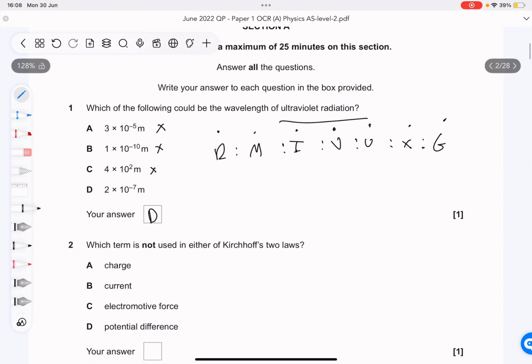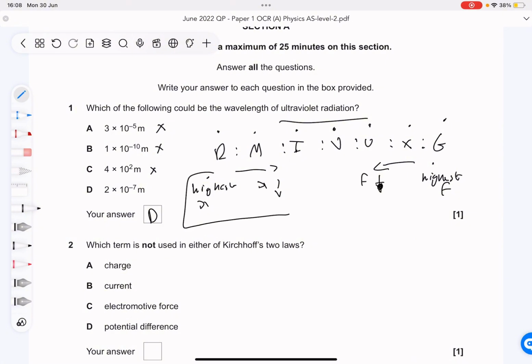So at radio, we have the highest wavelength. And here at gamma, we have the highest frequency. I'm just going to call that F. Now, as you go along, lambda decreases. Similarly, when you go to the left, the frequency decreases. So I'm interested in the wavelength for this question. Now, how can you use this acronym and this placement to answer this kind of question?